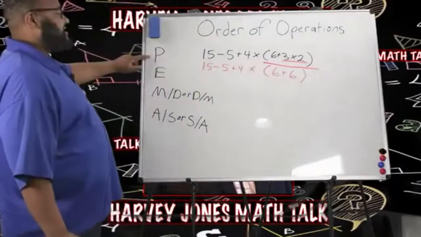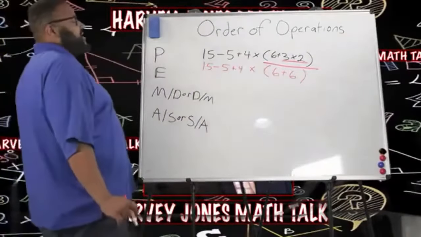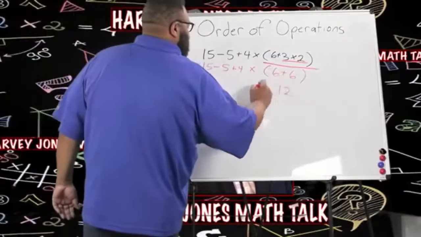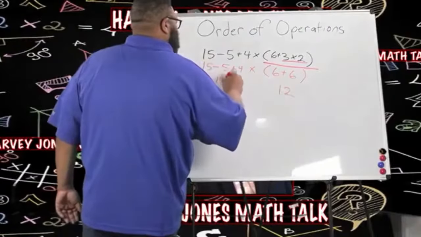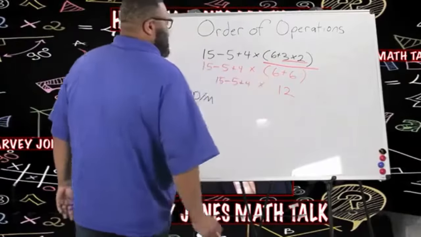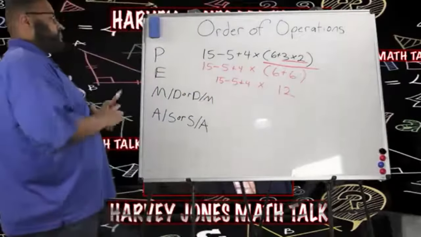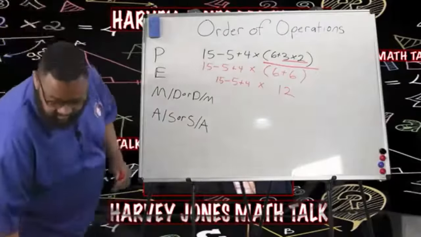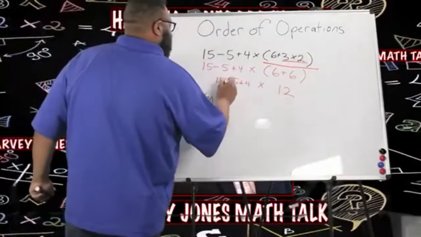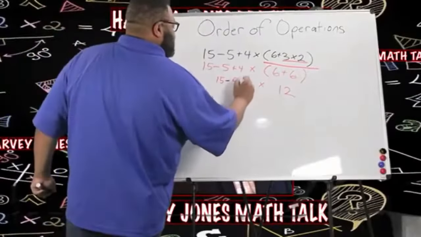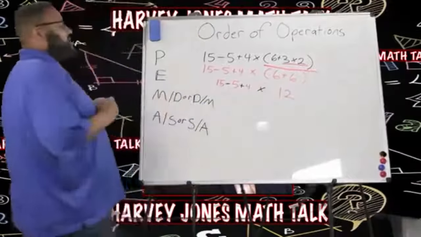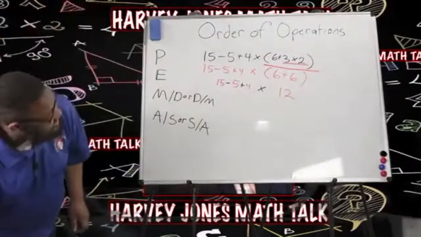Do I have parentheses? Yes. So I have to stop here. What's in the parentheses? 6 plus 6, which is now 12. 15 minus 5 plus 4 times 12. Everybody with me? All I'm doing is simplifying, breaking things down. I'm not changing the symbols. I'm just putting the operations in a different color. So I have subtraction, addition, and multiplication.